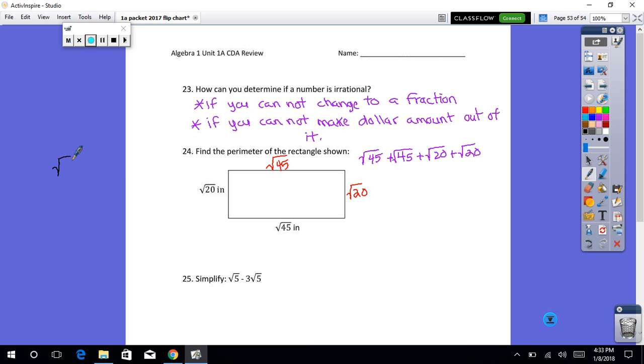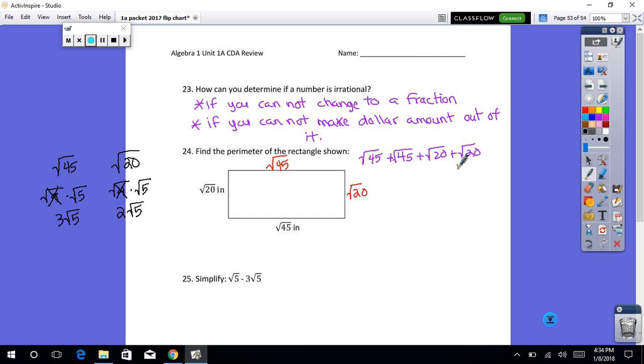Okay, so I'm going to come over here and do the square root of 45 first. Okay, that is actually 9 times the square root of 5. Okay, the square root of 9 is 3. Square roots of 5. And the square root of 20 can be rewritten as 4. Square root of 4 times the square root of 5, which is 2 square roots of 5.